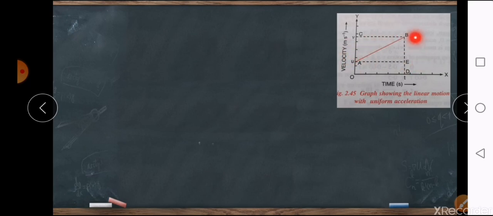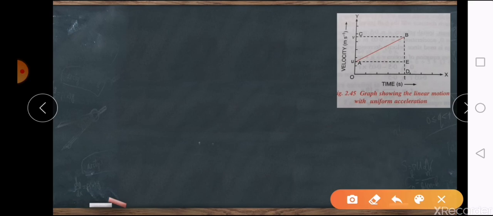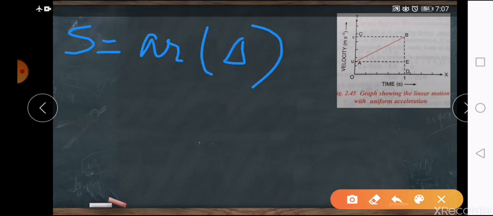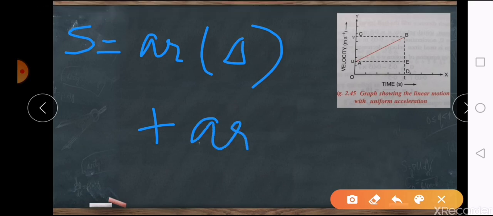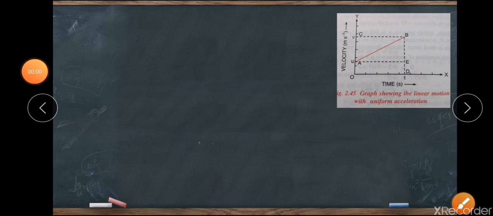Here you are going to split this area into a triangle and a rectangle, add the areas, and you're going to find out the third equation. Now let us see how we are going to derive it. As usual, the slope will give you acceleration, and displacement is given by the area under the graph. Here S is displacement, S is area, so you are going to find the area of a triangle plus the area of a rectangle, right? So we are going to do it like this.